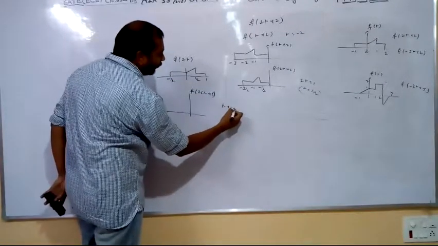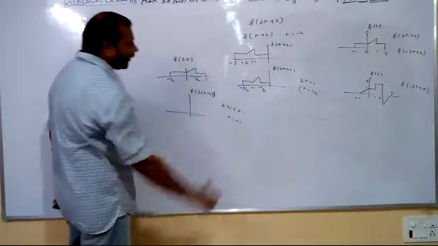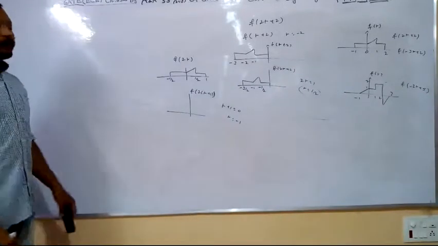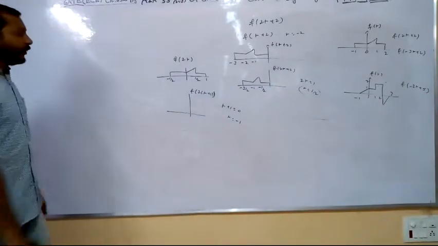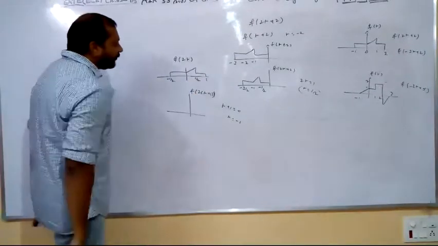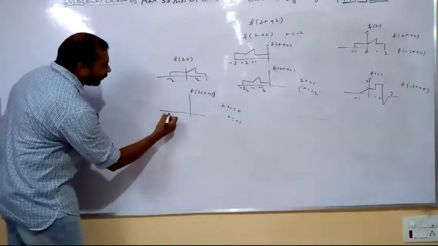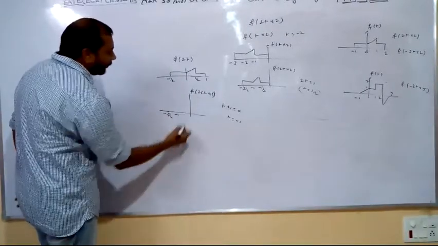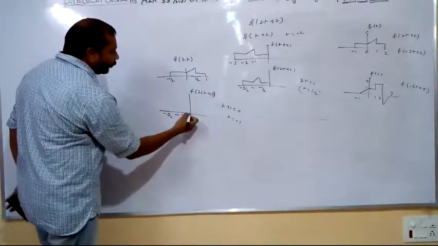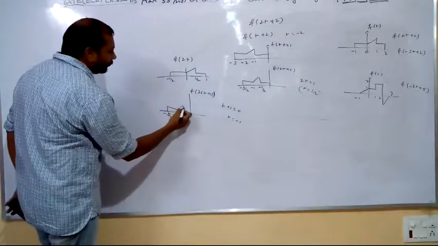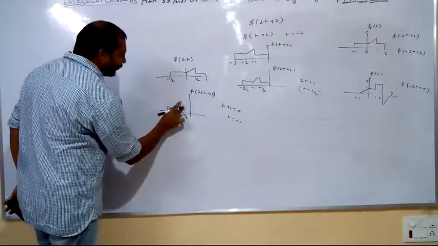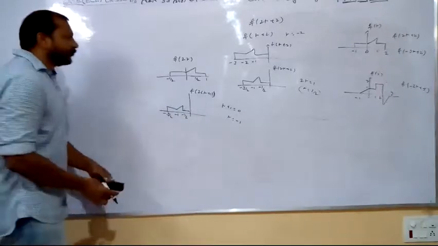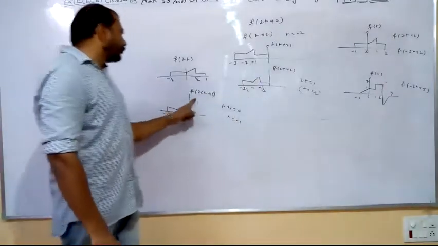By taking t plus 1 equal to 0, the corresponding t is equal to minus 1. So we have to add this t equal to minus 1 to each and every instance of the signal. This minus 1 by 2 will become minus 3 by 2, this 0 will become minus 1, this 1 by 2 will become minus 1 by 2, and this 1 will become 0. So the shape of the signal is like this. This is the signal f of 2t plus 2.